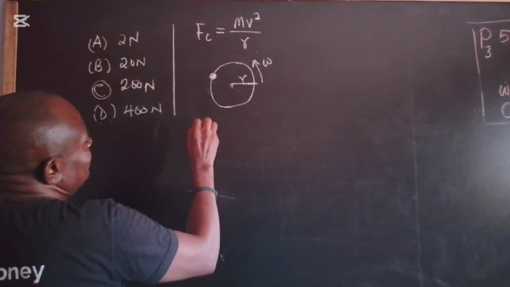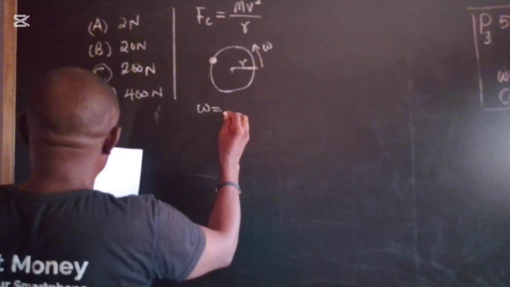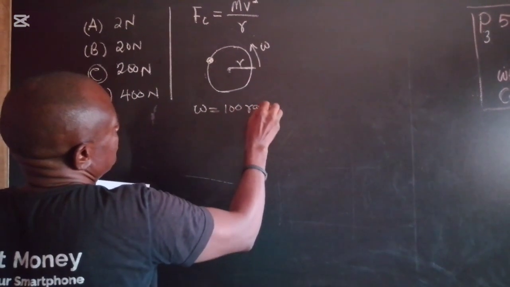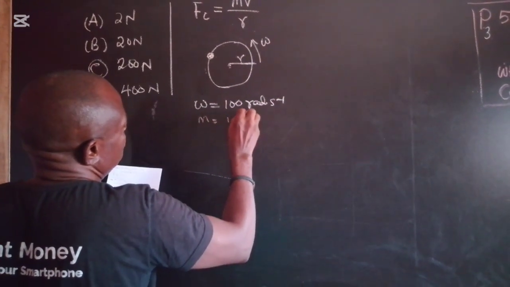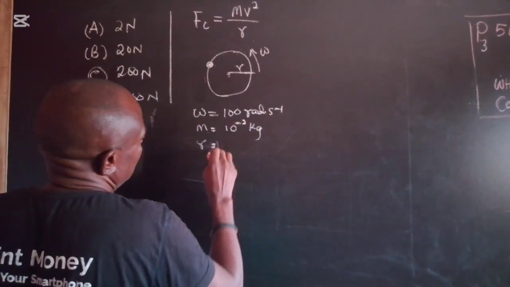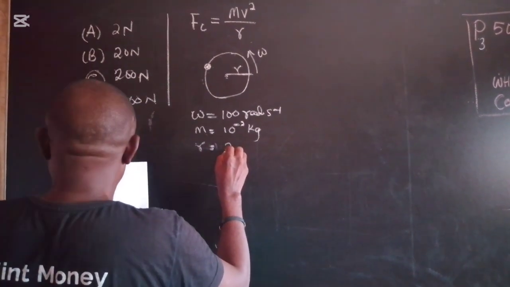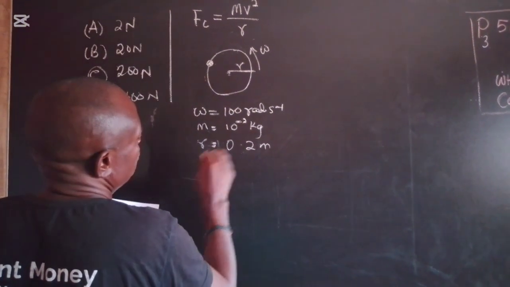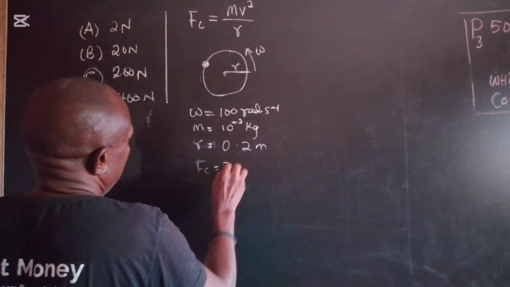So we were given the angular velocity from the question as 100 radians per second. The mass of the body was given as 10 raised to power minus 2 kilogram, and it tells us that the radius of the center of oscillation is 0.2 meters. So we want to find our FC.